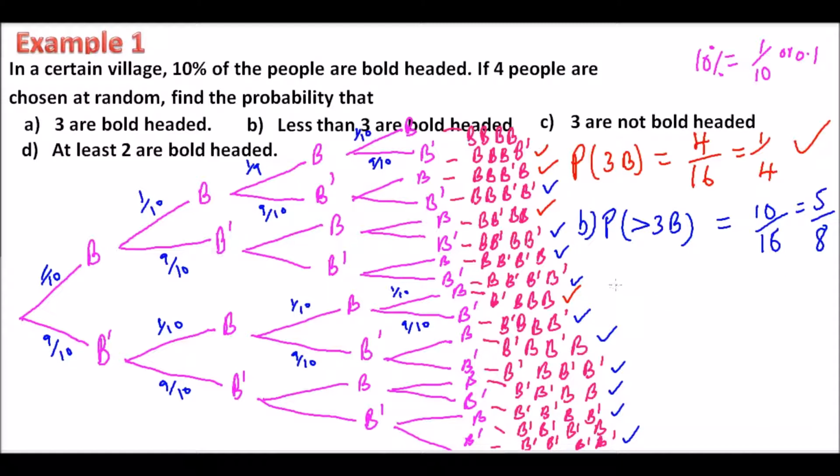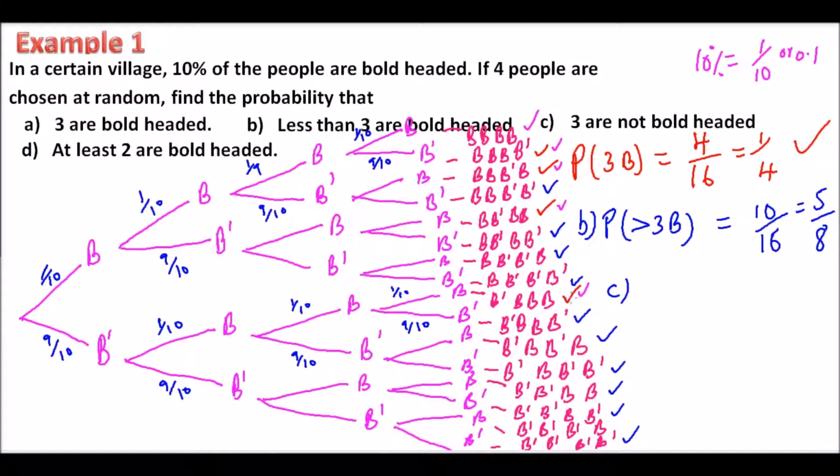Then part C, we are going to look at the probability that 3 are not bold-headed. So that is 1. That is 3, 2. This is 3, this is 4, and 3.